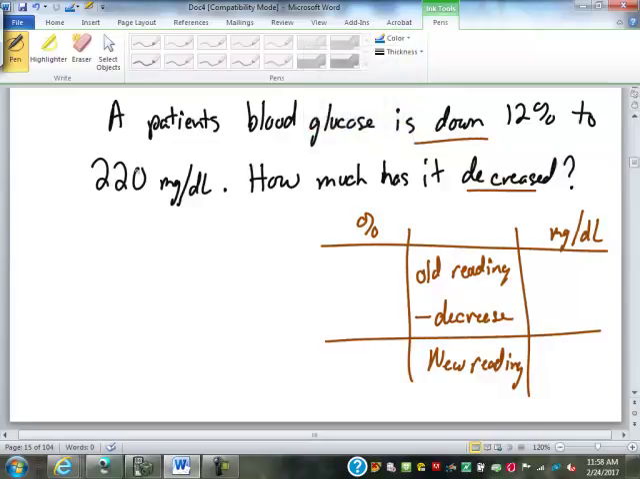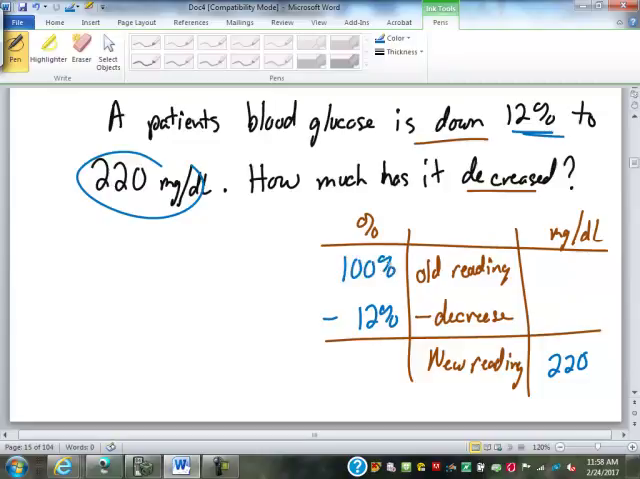So here we have the 220. That is the new reading on the blood glucose. 12% is the amount of the decrease. But we also know that the old reading is where we started. That was the beginning value. That represents 100%. So we'll subtract. 100 minus 12 is going to be 88% is the new reading.